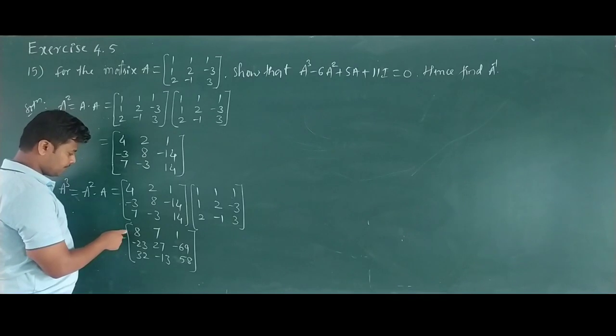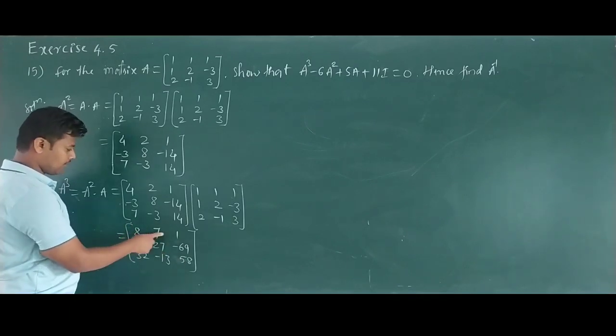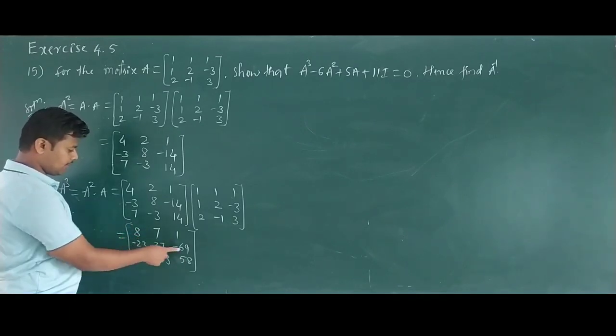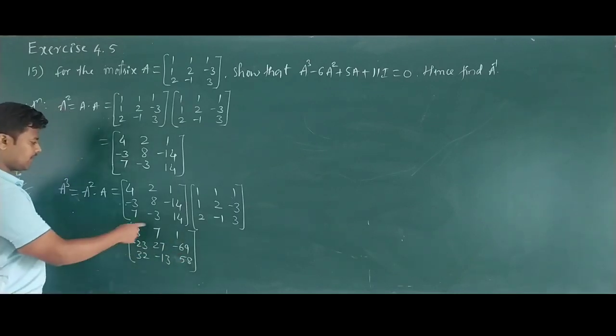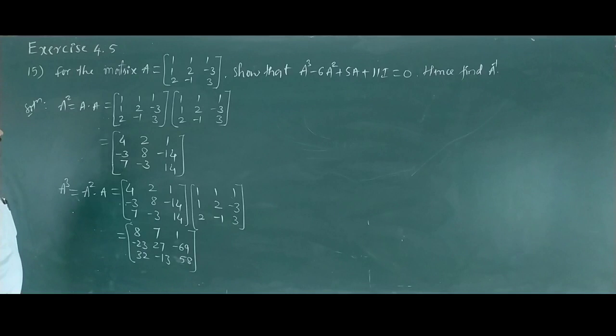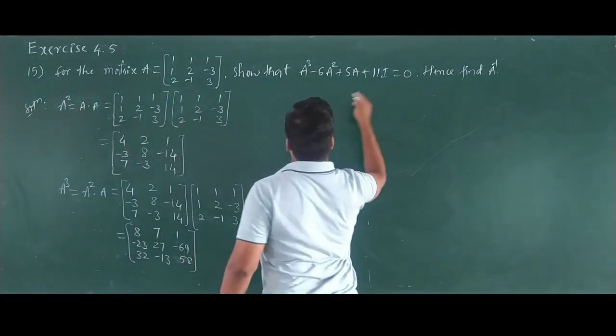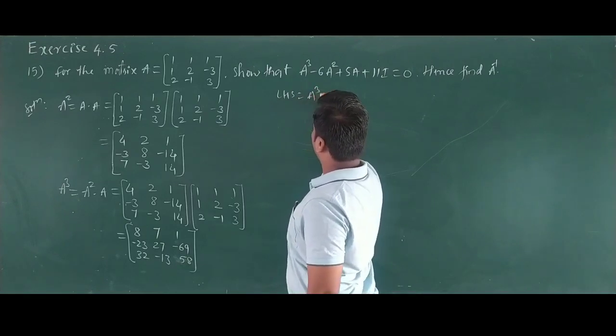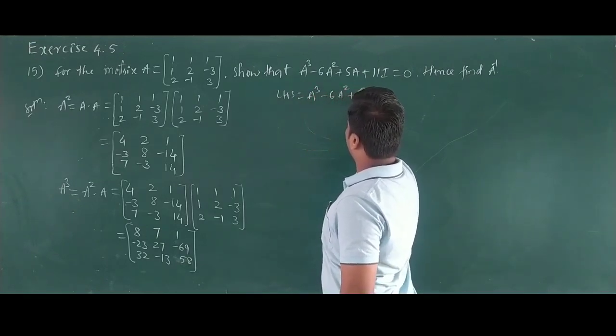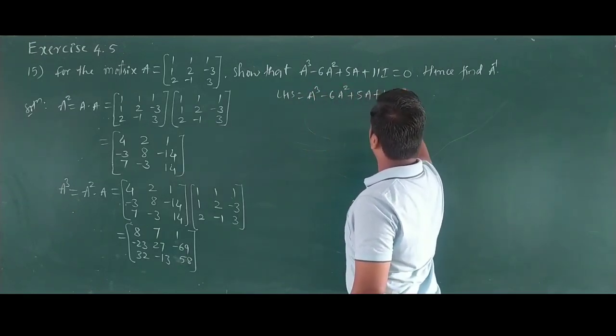A cube equals 8 7 1, minus 23 27 minus 69, 32 minus 30 58. Okay, matrix multiplication. Next row, consider this LHS equals A cube minus 6A square plus 5A plus 11I.